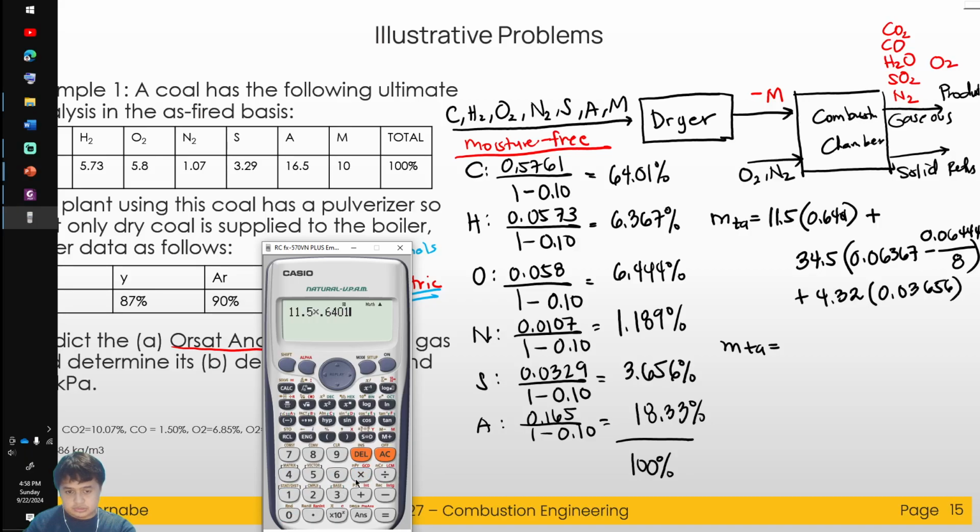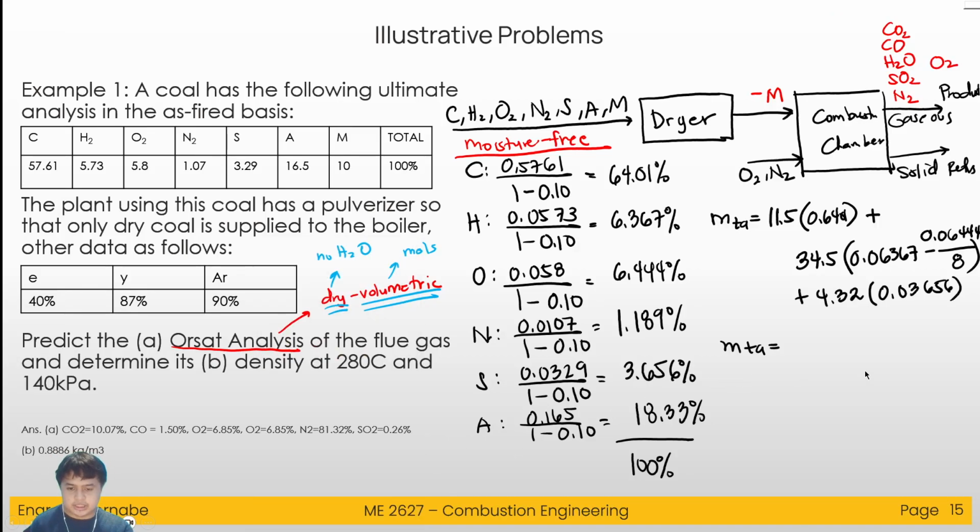0.6401 plus 34.5 times 0.06367 minus 0.06444 all over 8, and then plus 4.32 times 0.03656. So you have 9.438 kilograms of air per kilogram of fuel.